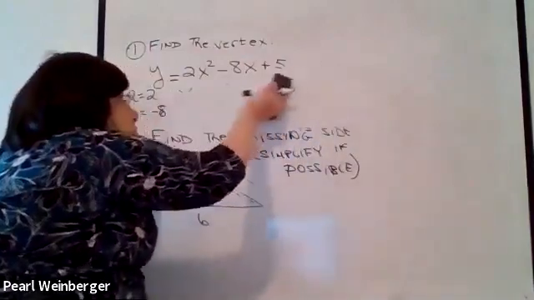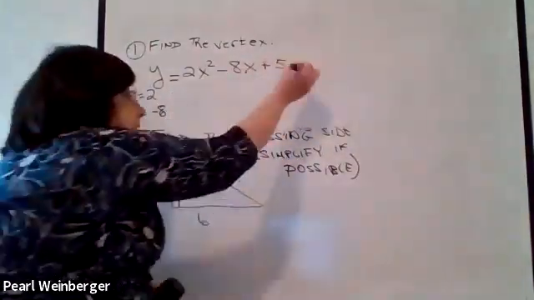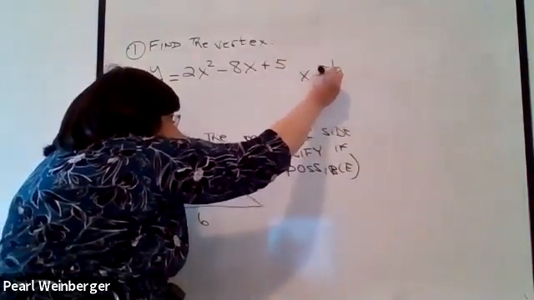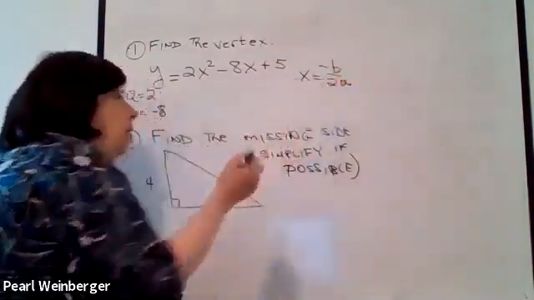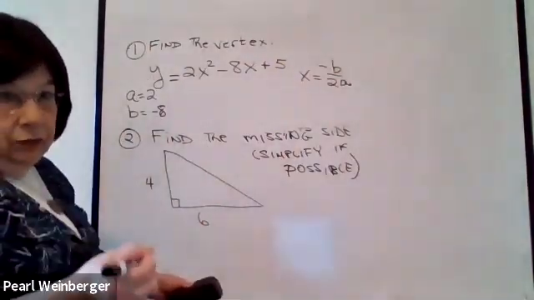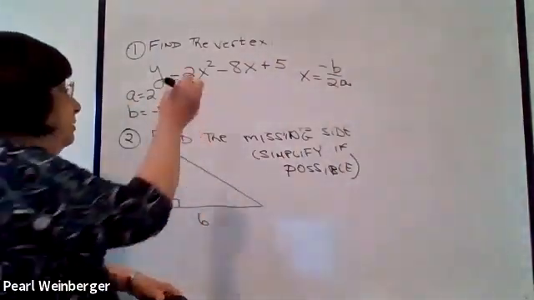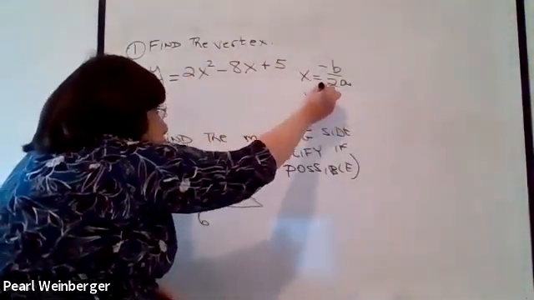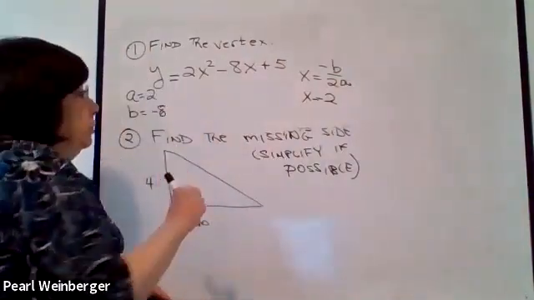So when we're using that formula, x equals negative b over 2a, that is only giving me part of the vertex. The vertex needs an x and a y. It's only giving me the x. So in this case, we got that the x is equal to 2.